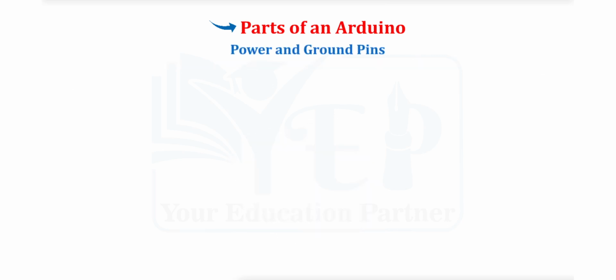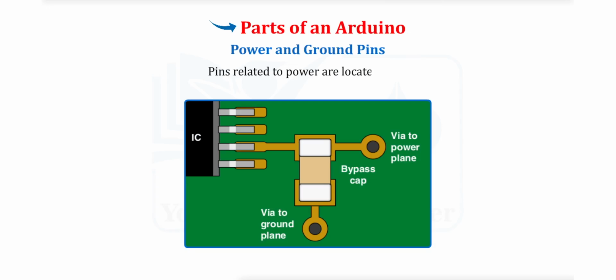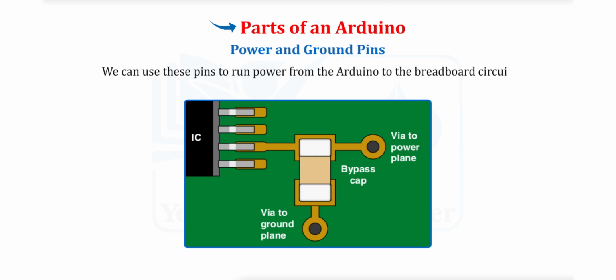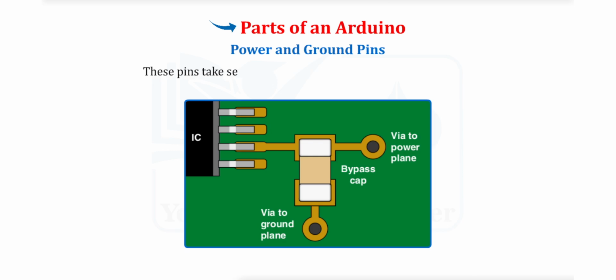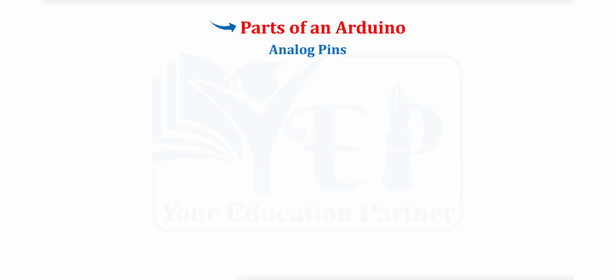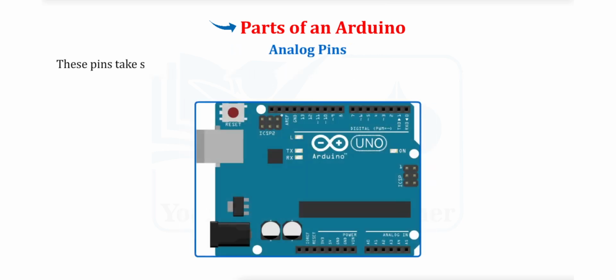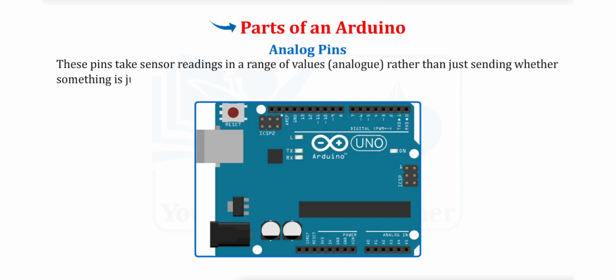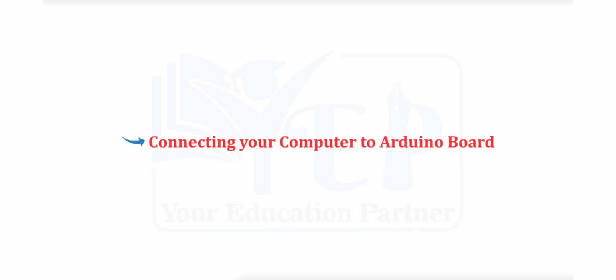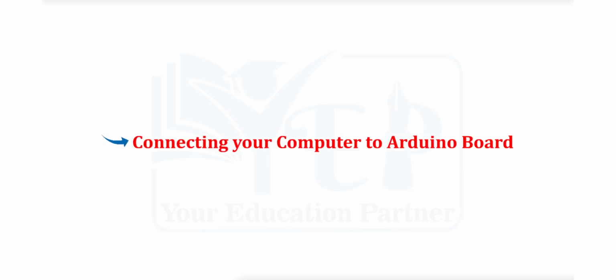Power and ground pins. Pins related to power are located here. We can use these pins to run power from Arduino to the breadboard circuit. Analog pins. These pins take sensor readings in the range of values, analog, rather than just sending whether something is just on or off.